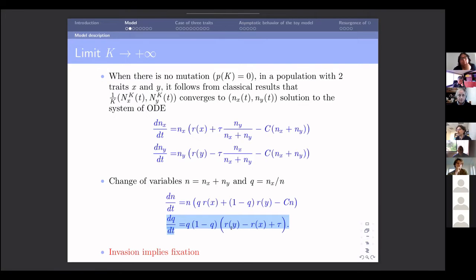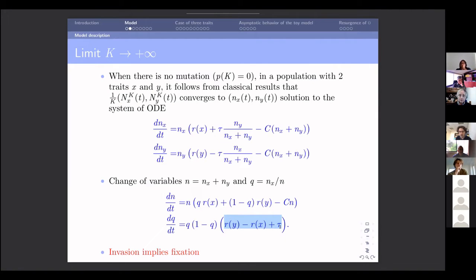And so if it converges to 0, it means that you have extinction of X population, otherwise it's extinction of Y population. So this is usually called, in biology, the invasion implies fixation principle. It means that if you add a mutant, say X or Y, to a population, and it can invade, for example if the mutant is X, meaning this is positive, so that Q has a tendency to increase when Q is small.